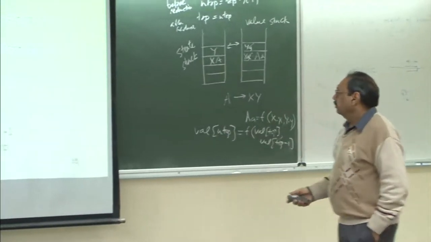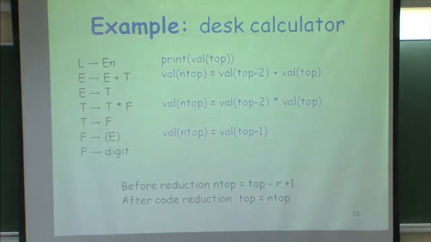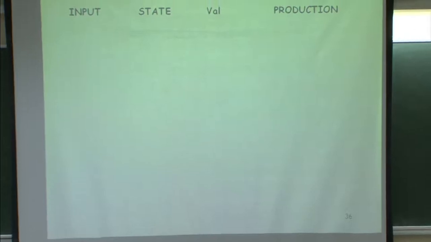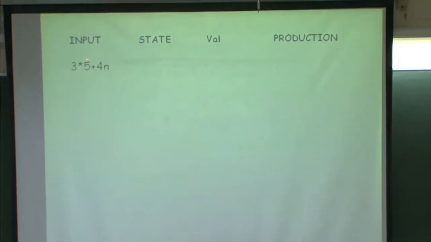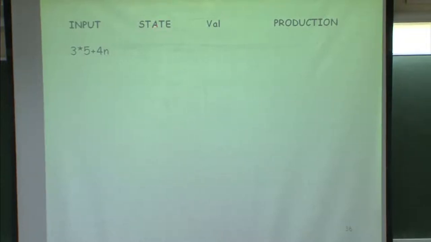So before reduction, top is n top is top minus r plus 1, and after reduction, top is nothing but n top. And here is an example. We can go through this example of saying, if this is the input we have, and if I want to look at my state stack and value stack and the production that is being used, you can see quickly that first I am going to put digit on the state stack, and the value is going to be 3. So this is the input which is going to be pushed here.